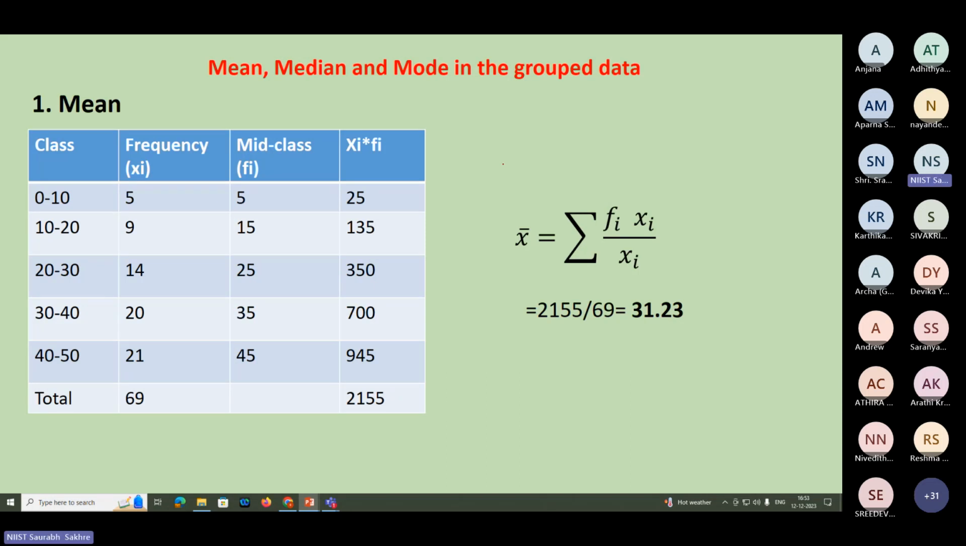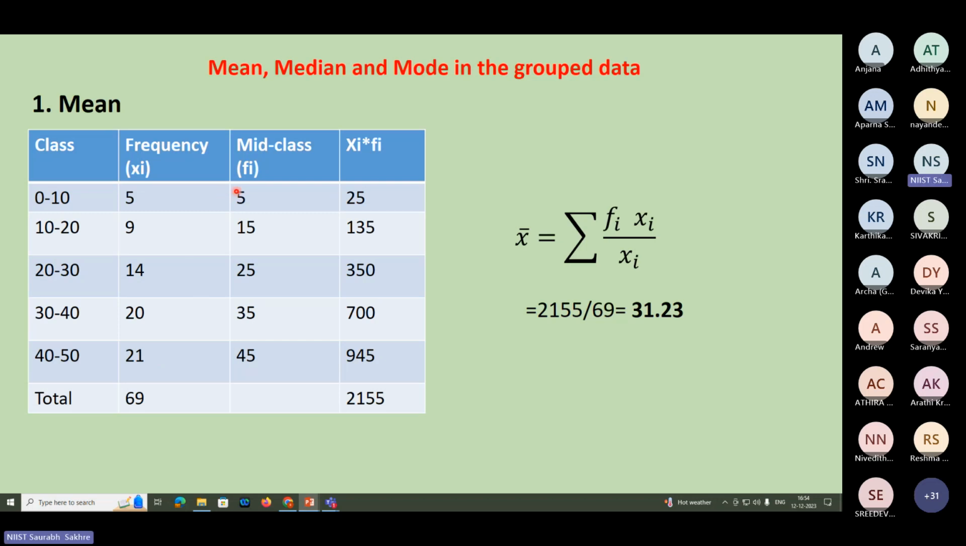Okay, so suppose one example is given to you. Class 0 to 10, 10 to 20, 20 to 30. In that frequency means in that class, 5 observations are there. So that observation may be anything. Suppose, for example, it is related to age. 0 to 10 years, 5, 10 to 20 years, 9, 20 to 30 years of age, 14, and so on. So this is the class, this is the frequency.